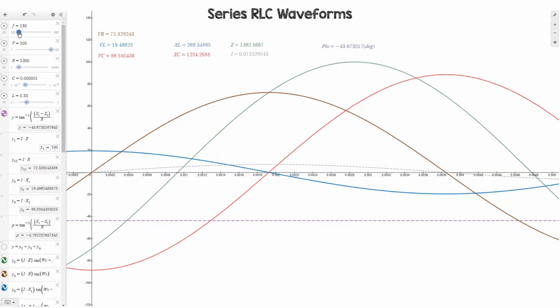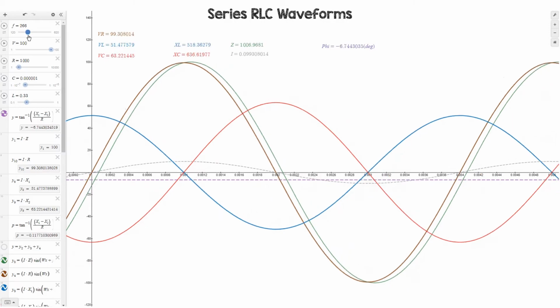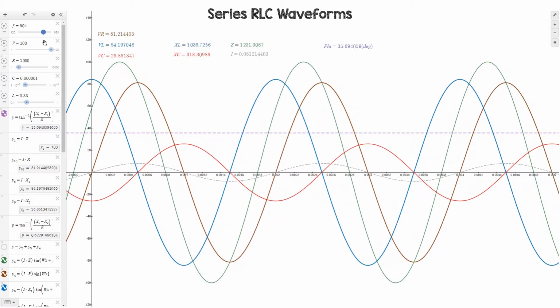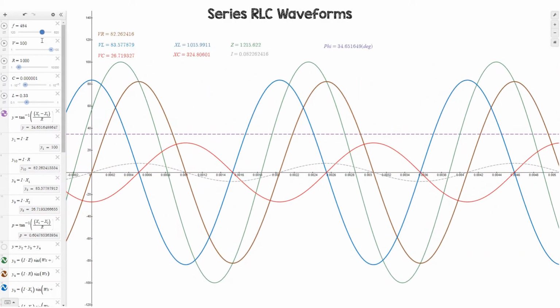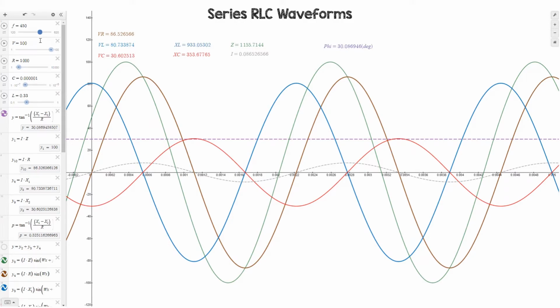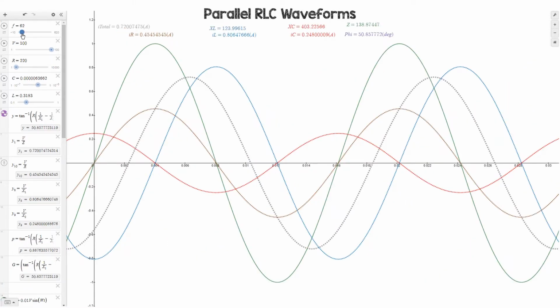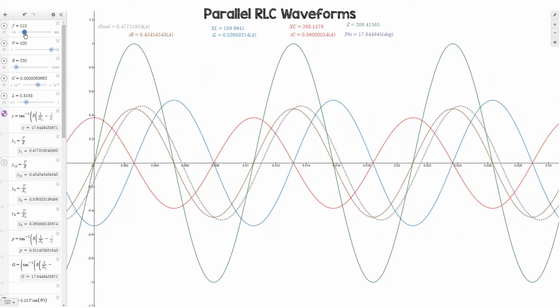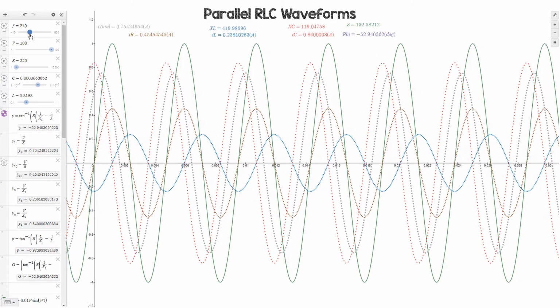This is my series RLC graph. We can change all of the attributes and it'll show us the graphs on the fly. I've done the same for the parallel RLC circuit as well, which we'll look at shortly.